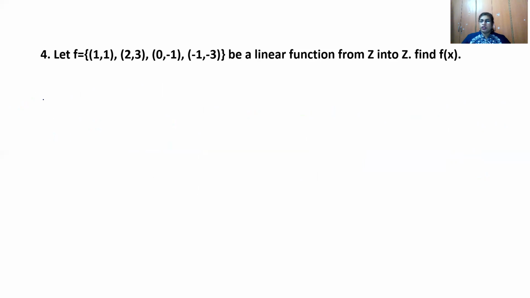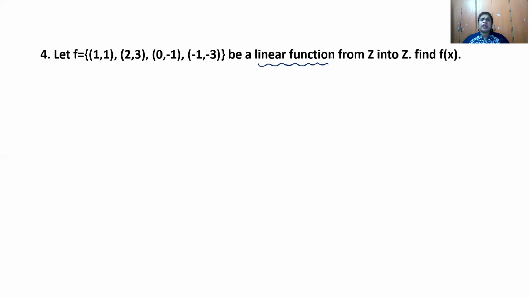So what is the fourth question telling us? Let f equal to minus 1, 1. Here we are having f is (1, 1), (2, 3), (0, minus 1), (minus 1, minus 3). Let it be a linear function from Z to Z. The question tells me to find f of x. It is a linear function, understand this. They have not given which function.